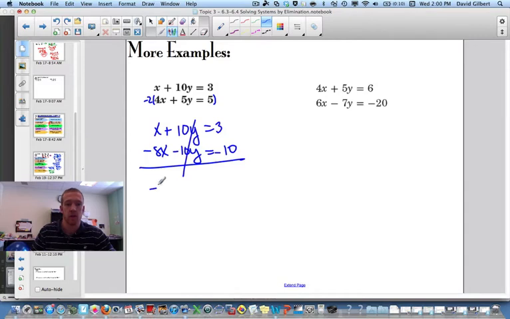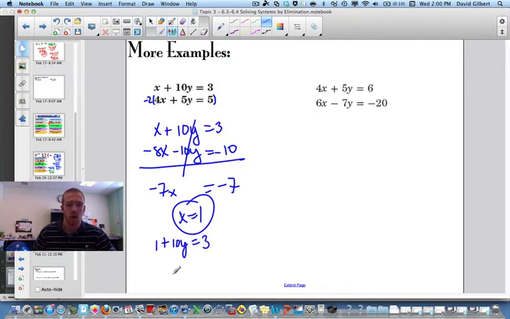These cancel, gives me negative 7x and 3 minus 10, or plus a negative 10, is a negative 7. So x equals 1. Plug that back into either one. 1 plus 10y equals 3. So minus 1, and I get 10y equals 2. So that gives me y equals 2 over 10, or 1/5. So my answer is 1/5.